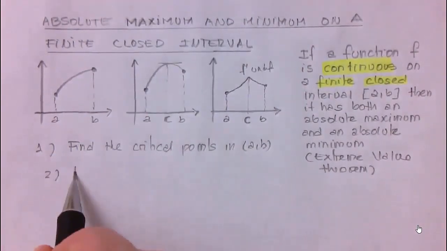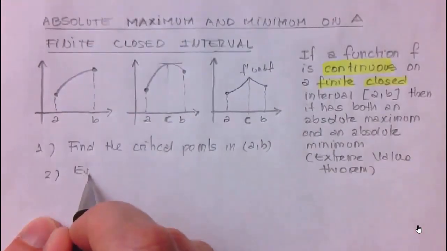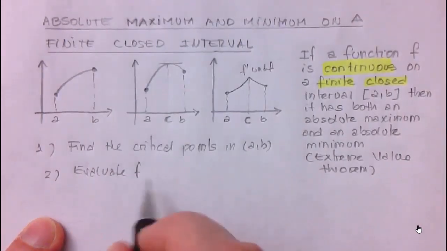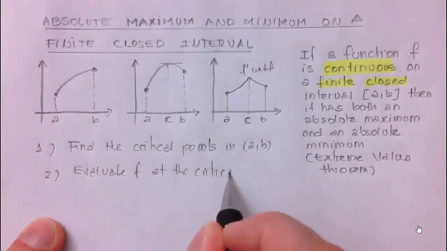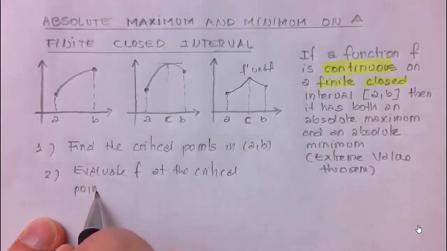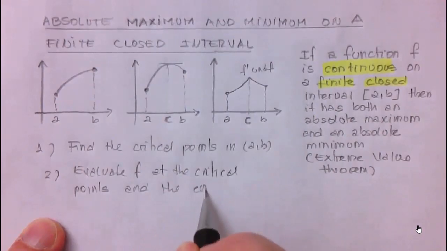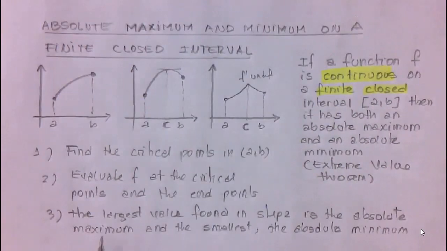Second, evaluate f at the critical points and the endpoints. And then, in step number 3, the largest value found in step number 2 is the absolute maximum, and the smallest is the absolute minimum.